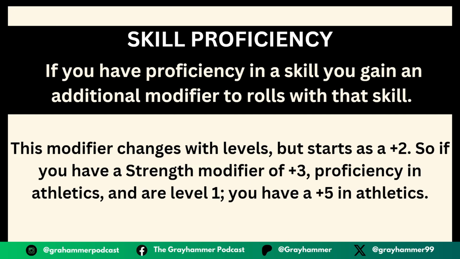Skill proficiency. If you have proficiency in a skill, you gain an additional modifier to your rolls with that skill. This modifier changes with levels, but starts as a +2. So if you have a strength modifier of +3, proficiency in athletics, and you're level 1, you'll have a +5 in your athletics rolls. So that's super useful to know. Proficiency is going to be very important.